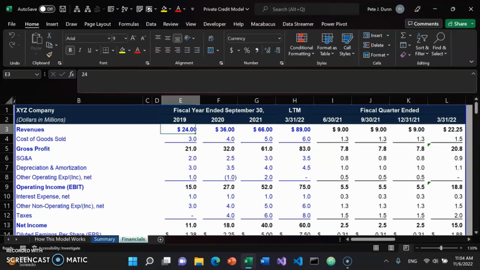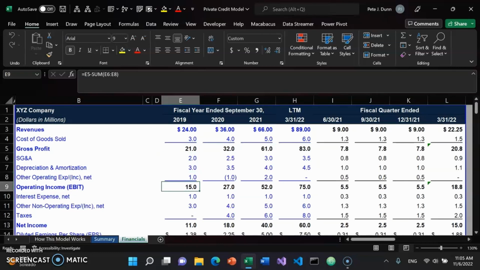So you can see here the revenue is growing and cost of goods sold is growing as well, but not as fast, so they're somehow able to charge higher prices for their goods, which is really excellent. Steady growth in the gross profit.